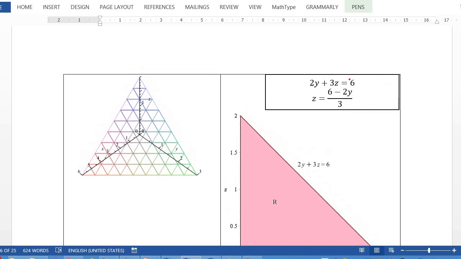Okay, and then how do you get the projection R here on the zy plane? You let x equal to 0. That's why you get 2y plus 3z equal to 6.